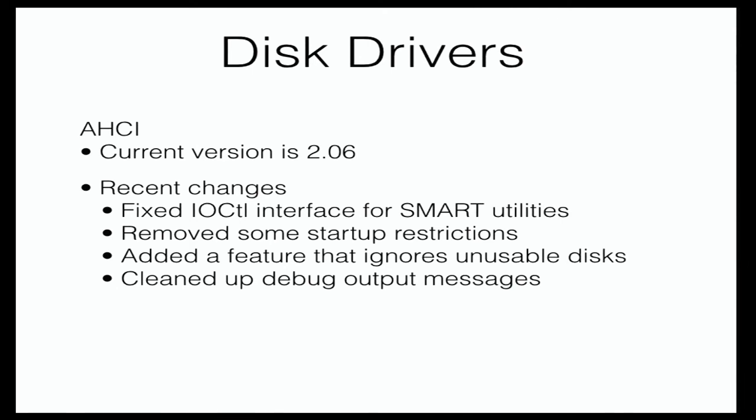This is the latest feature. It's a feature that will ignore unusable disks, and unusable means a non-MBR disk. This feature was added specifically so that you couldn't accidentally corrupt a GPT disk. And some of the debug messages got cleaned up a little bit. By the way, feel free to blurt out questions if you have any as I'm going along.